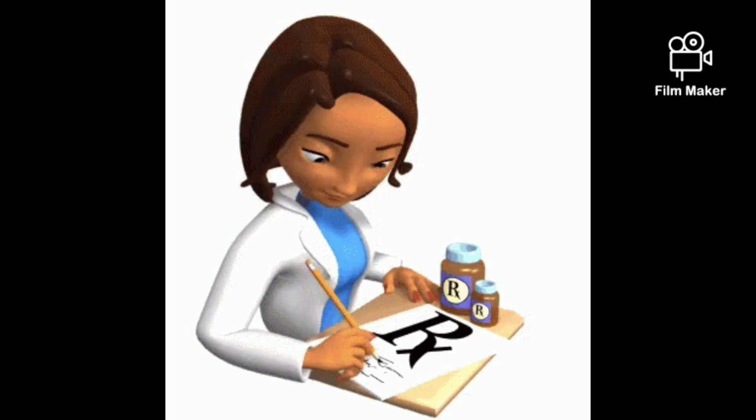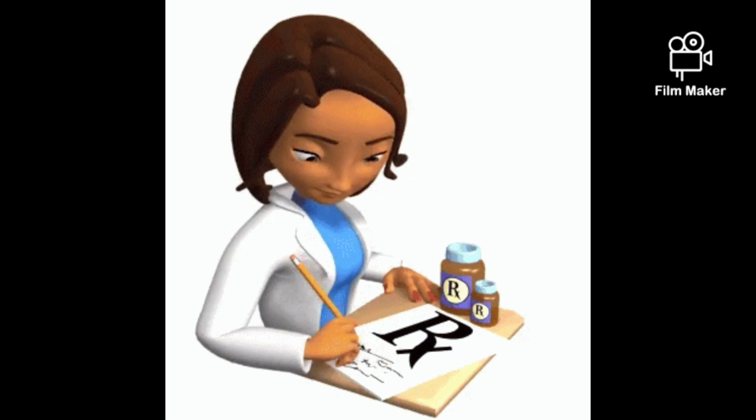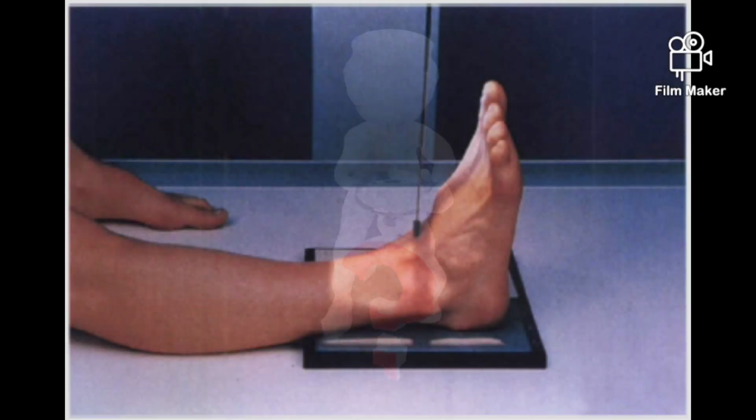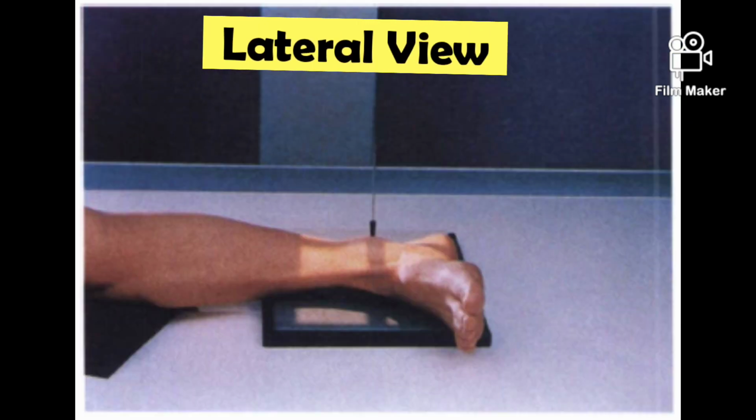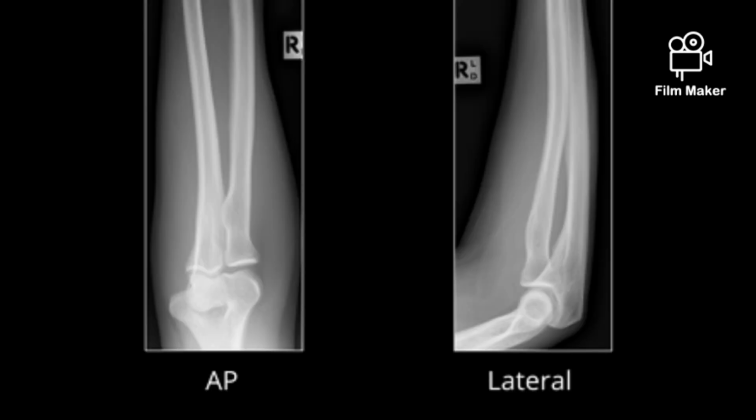Whenever there is a fracture, doctors advise to take an x-ray, and this x-ray is generally taken in two views, that is the anterior posterior view and the other is lateral view. Mainly these two views are done to see the fracture. Why? Because we can't see the exact extent of the fracture by seeing only one view. So basically doctors will advise AP view and lateral view to know the extent of fracture.